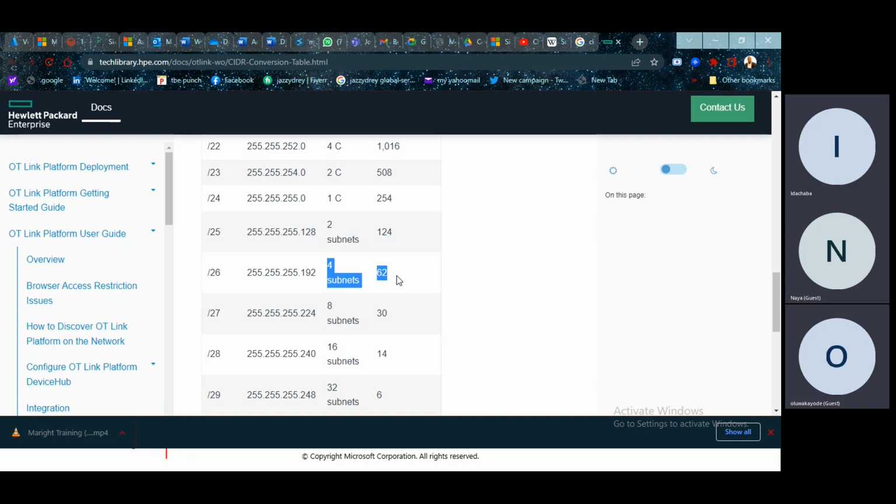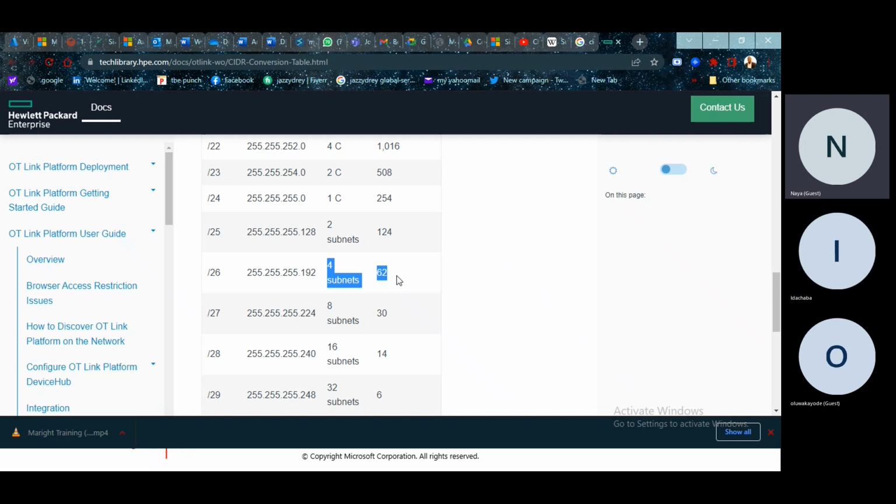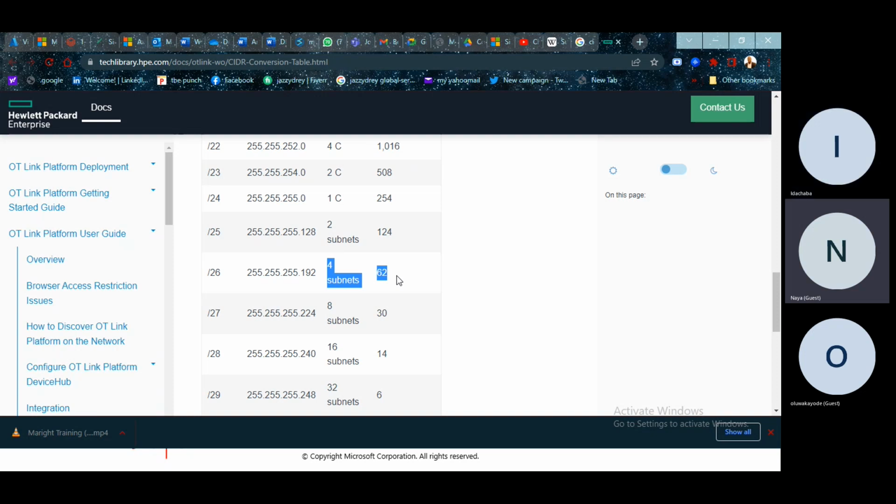Convert it to Wi-Fi. Do you understand? Okay. Yes, sir. You can convert it to Wi-Fi. So if your department is 5, you cannot have 5 subnets.